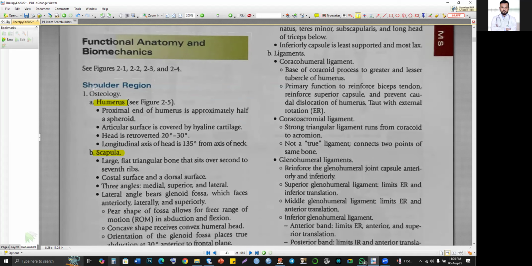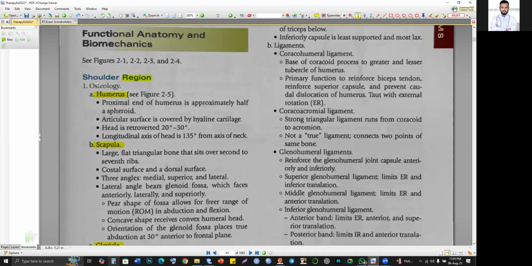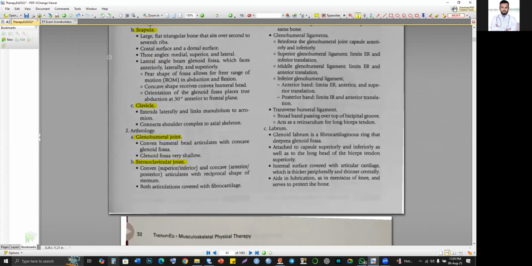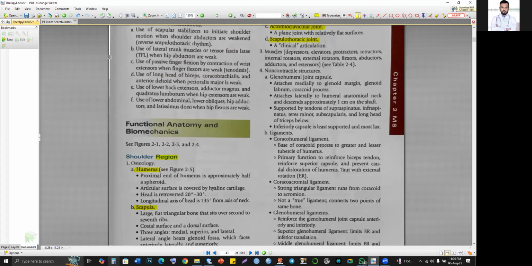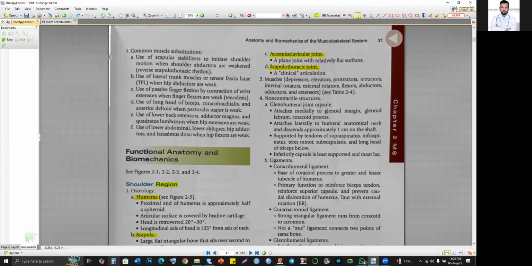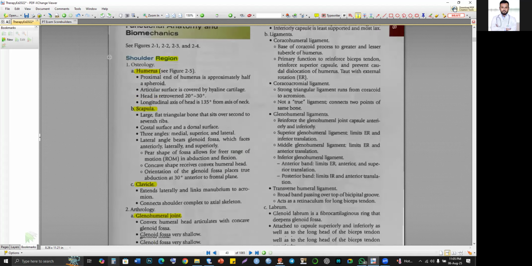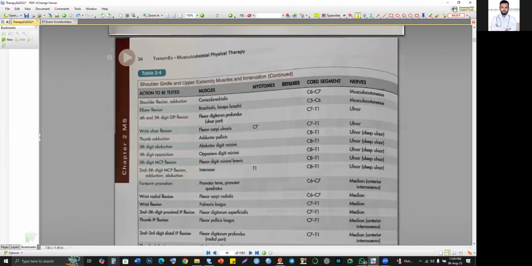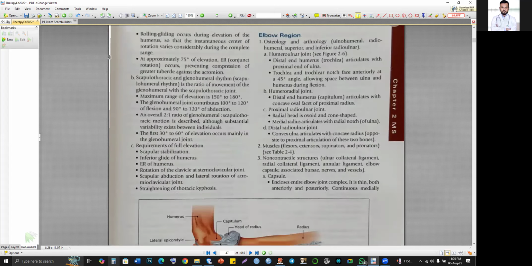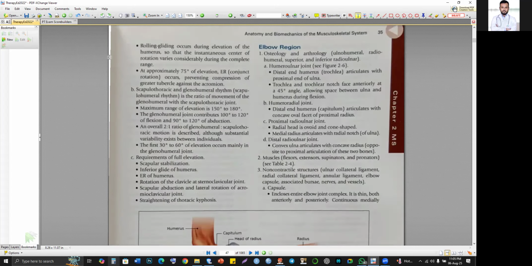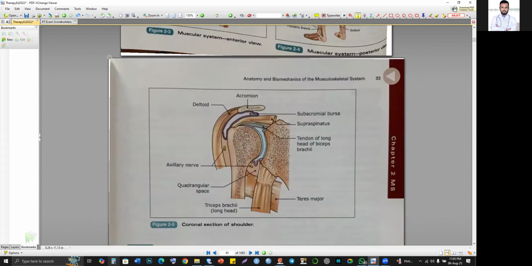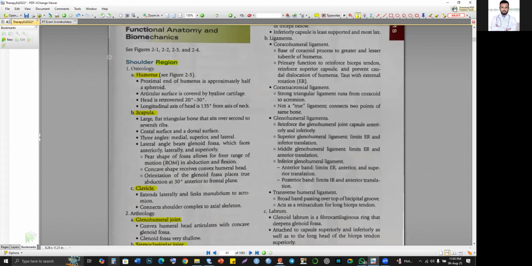First, the topic is the shoulder region. In the shoulder region, there has been described the osteology, arthrology, the muscles, non-contractile structures, and all these tables related to the structure of the shoulder region. So we'll go through the whole thing as much as we can.